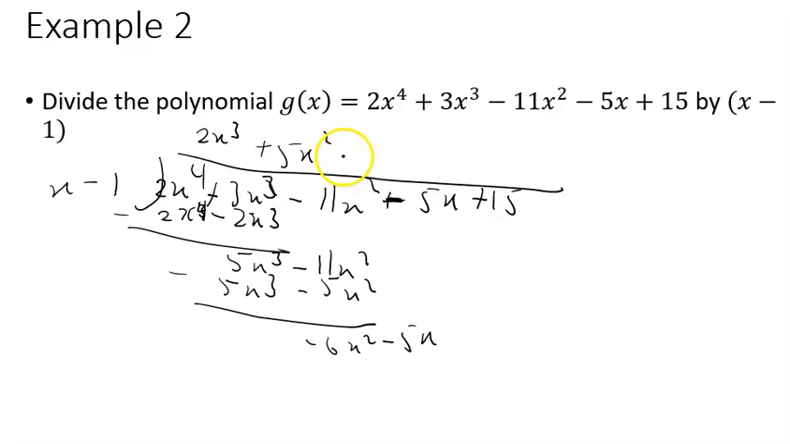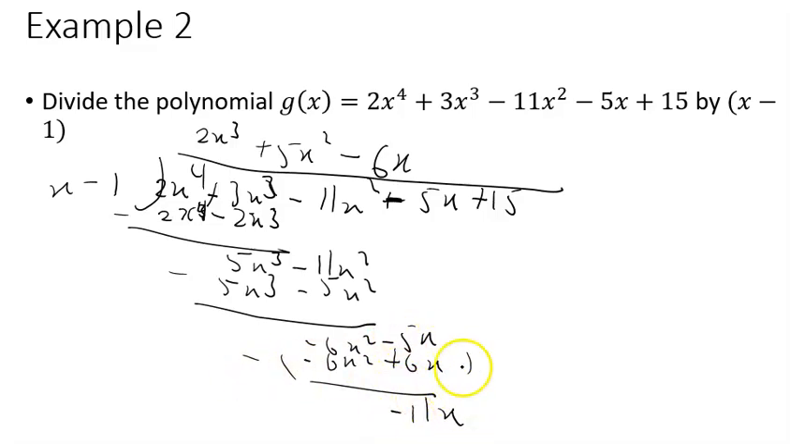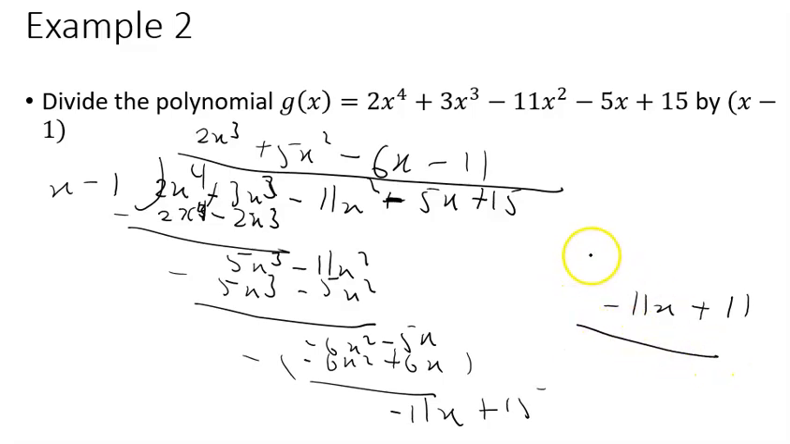Go for the next term, minus 5s. S goes here, it can cancel the minus 6s, leaving minus 6s. Minus 6s times s is what? Minus 6s squared. Minus 6s times minus 1 is plus 6s. Subtract again. Minus 6 minus minus 6, 0. Minus 5 minus 6 is what? Minus 11s. And then 15. You bring down 15. S goes into minus 11s, you get minus 11. Minus 11 times s is minus 11s. Minus 11 times minus 1 is plus 11. You subtract.